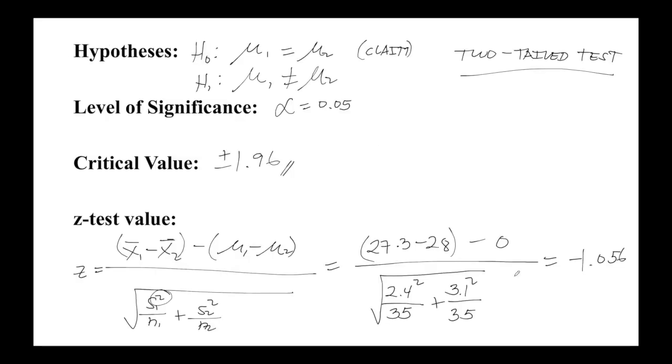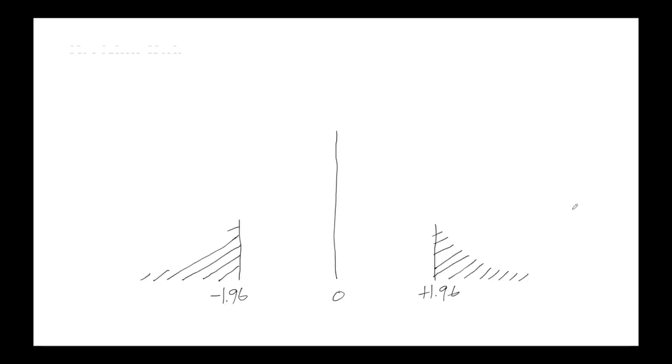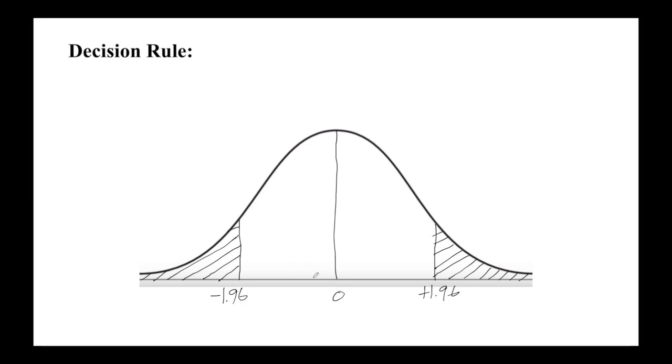Let's try to have our computed value, negative 1.056. As you can see, negative 1.056 is around here, and it falls inside the non-rejection region. I hope you still remember that this region up to this point is the non-rejection region. This is where the negative 1.056 lies.